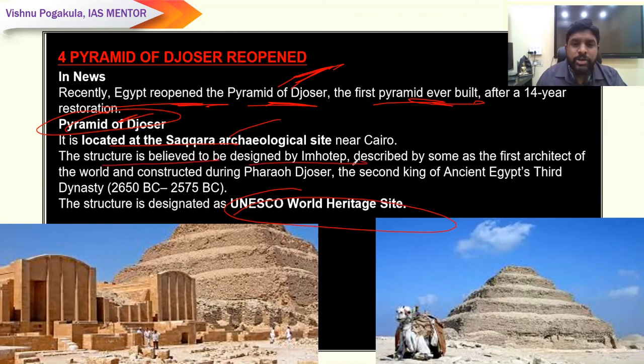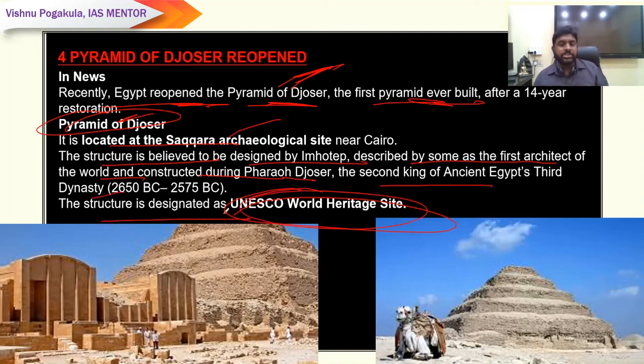The structure is believed to be designed by Imhotep, described by some as the first architect of the world, and constructed during Pharaoh Djoser, the second king of the ancient third dynasty. It is designated as a UNESCO World Heritage Site. So what you have to know: Pyramid of Djoser reopened. It is under the list of UNESCO's World Heritage Sites. It is located in Egypt. This is the Djoser pyramid, from the back side and from the front side.